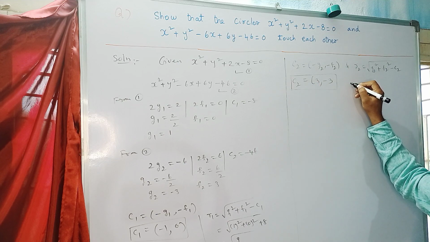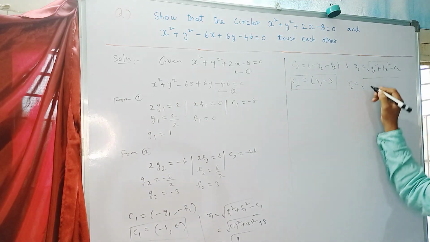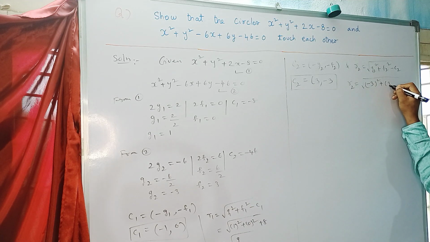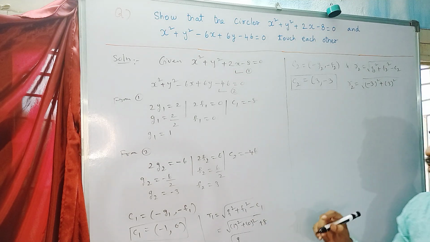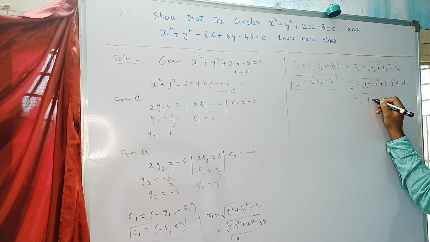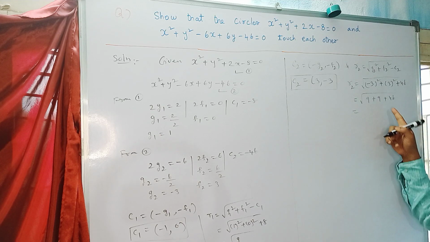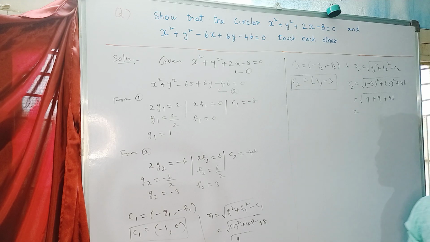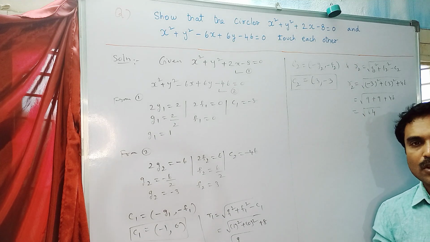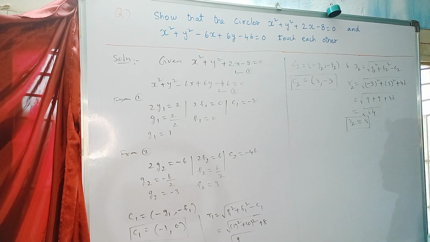And here r2 is square root of, now what is g2 here? Minus 3. So minus 3 whole square. Now f2 is plus 3 whole square. Then minus c2. c2 is already minus, so it will be plus 46. So 3 square is 9 plus 46. What is 46 plus 9? 55. Then 55 plus 9, you'll get 64. Now what is square root of 64? That is 8. So you got r2 equal to 8.